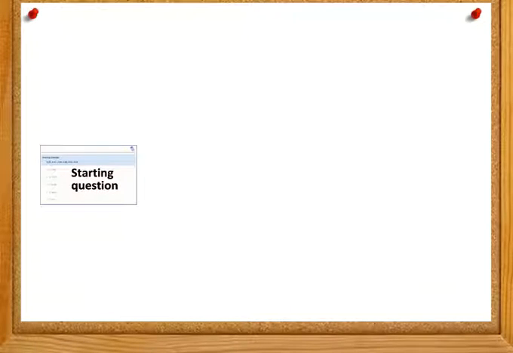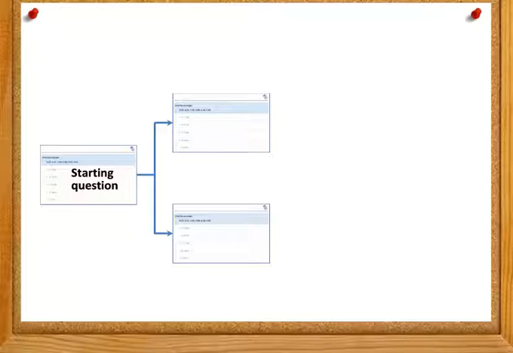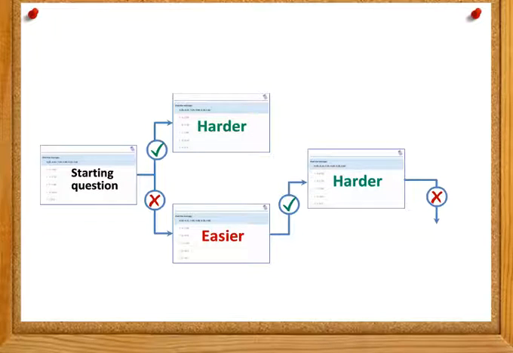A MAP assessment challenges every student. As the student responds correctly or incorrectly, the test items adjust in difficulty. If an answer is correct, the next question is harder. If an answer is incorrect, the next question is easier. In this way, I'll learn exactly where each student currently performs.